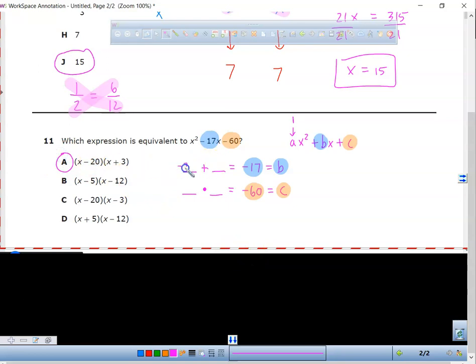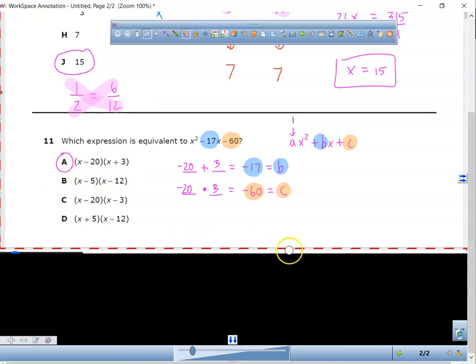Check this out. If I put negative 20 plus 3, and I do negative 20 times 3, that meets both requirements. It can't just meet one requirement, it's got to meet both requirements. Okay? So answer choice B, does that add up to negative 17? Yeah, it adds up to negative 17, but what does it multiply together to equal? Not negative 60, it multiplies together to equal a positive, because a negative times a negative equals a positive.